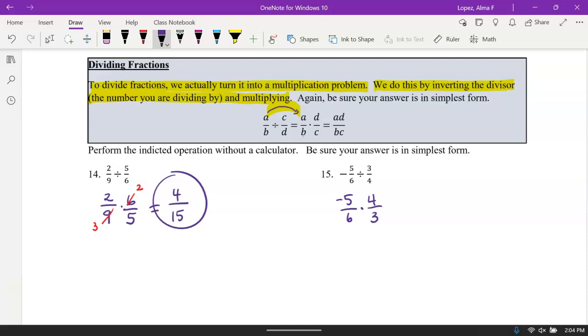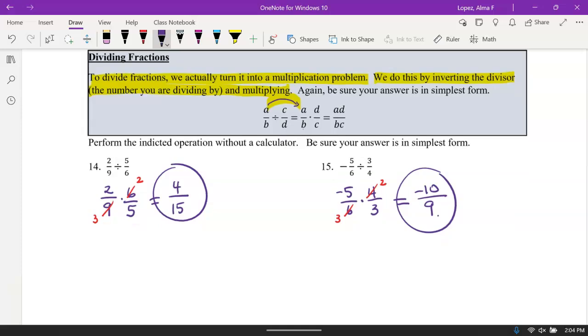I don't see anything there, but we can reduce 4 and 6 by a factor of 2. 4 divided by 2 is 2. 6 divided by 2 is 3. And now we're ready to multiply straight across. -5 times 2 is -10, and 3 times 3 is 9. Let's try it again.